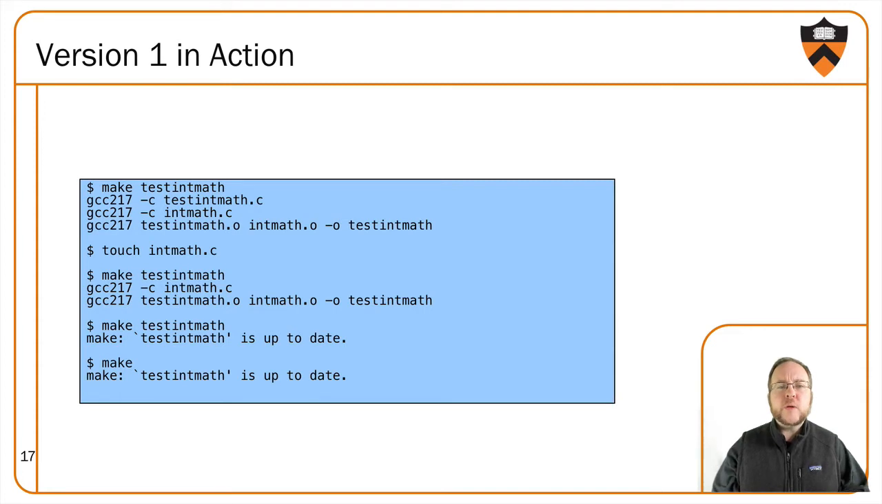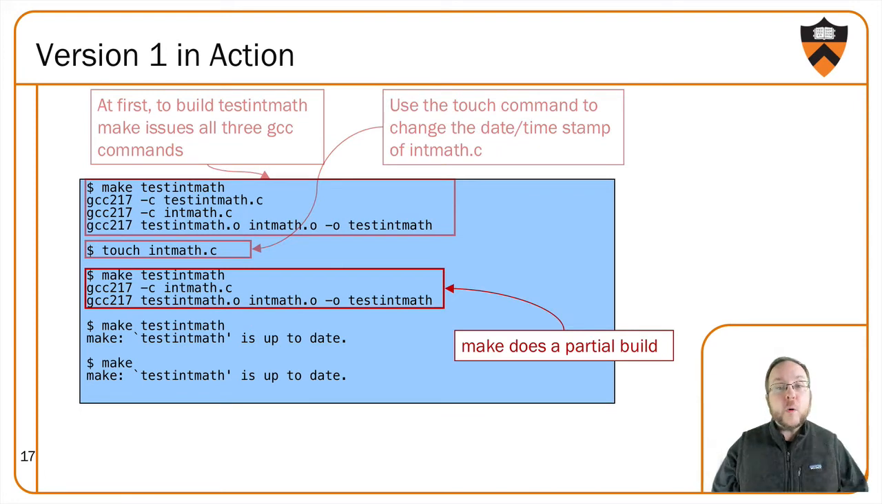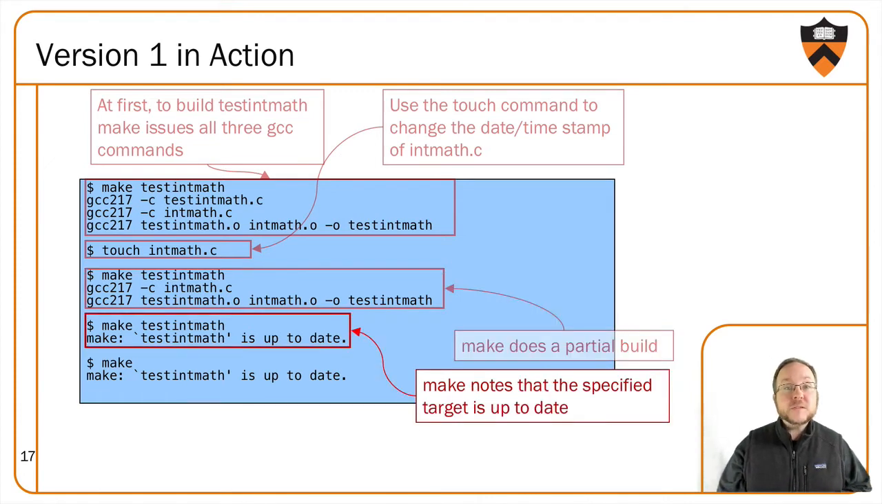So now let's explore the partial builds in action. As we just saw, initially, all three of the GCC commands were executed. But now, after we've produced testintmath, if we touch intmath.c and remake, we only have to rebuild the portion that changed. Testintmath.o hasn't changed, so we don't rebuild it. You'll see here that there was no gcc -c testintmath.c resulting from the second make invocation. And if we do another make immediately, we'll see that nothing has changed, so there's no work to be done.